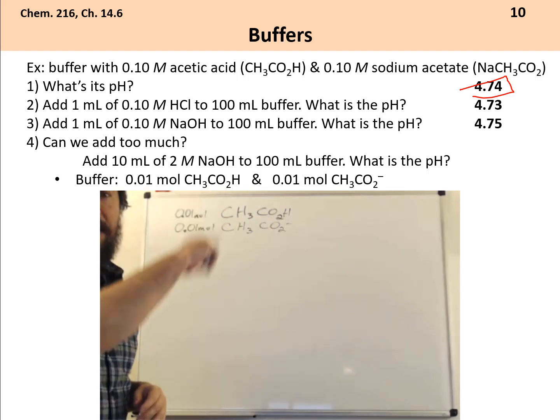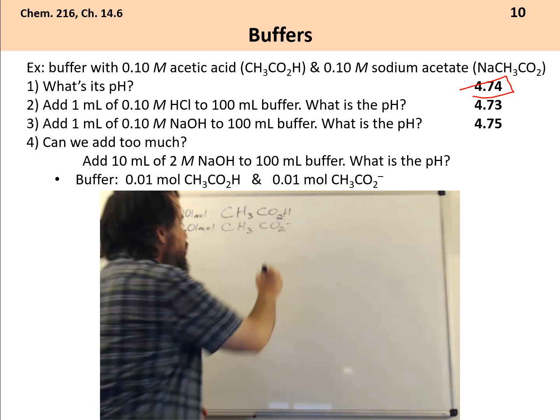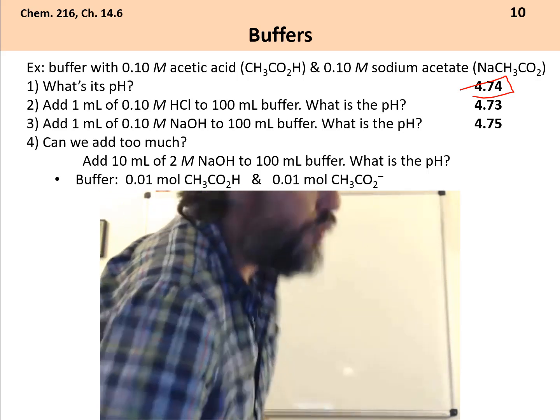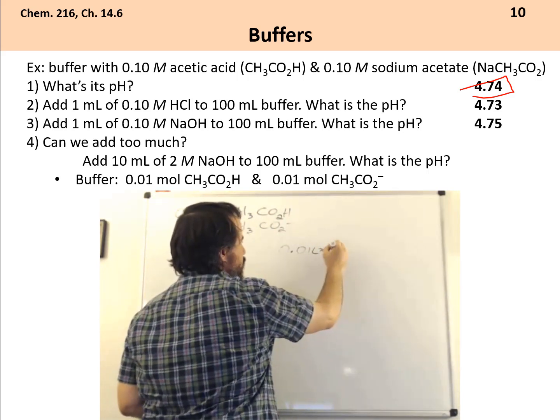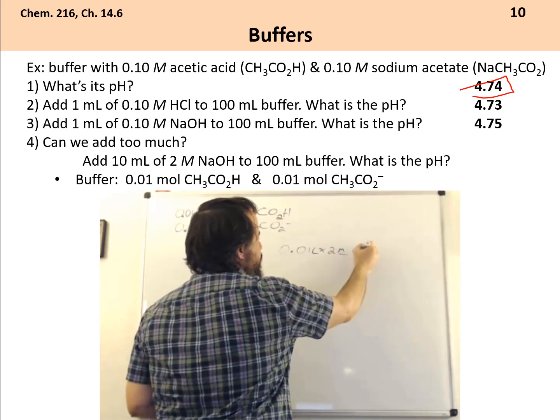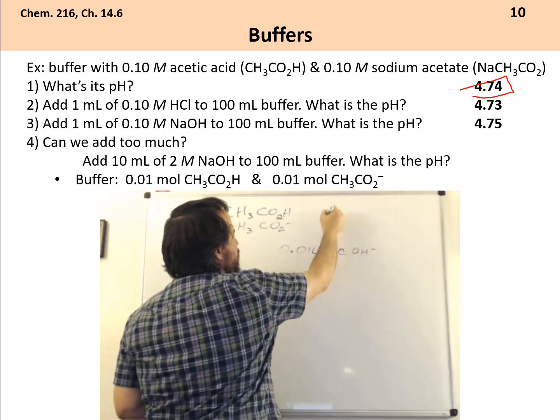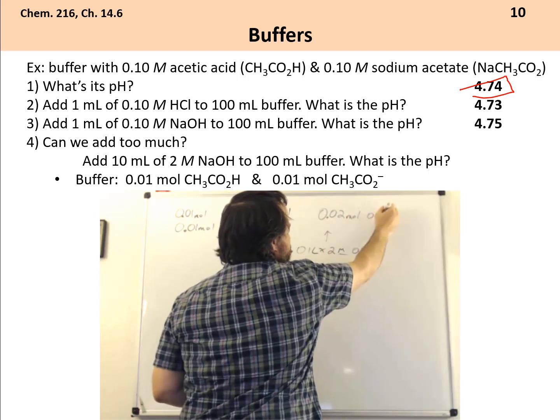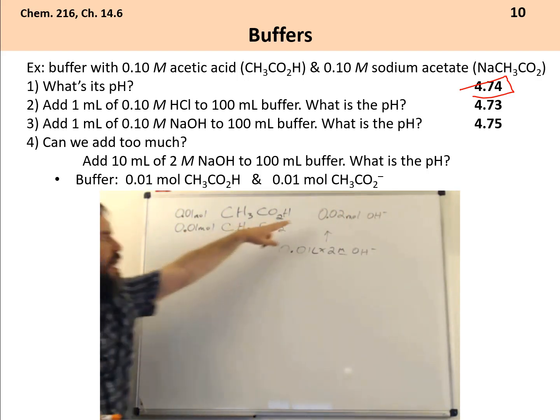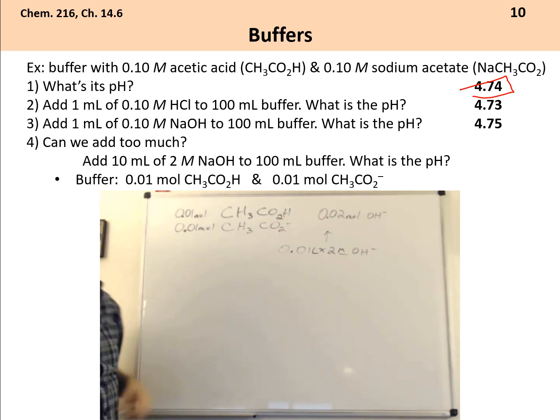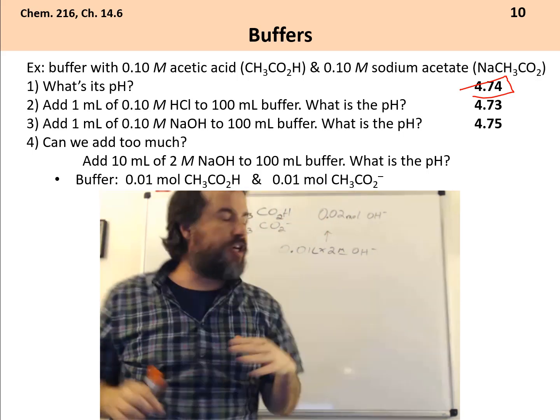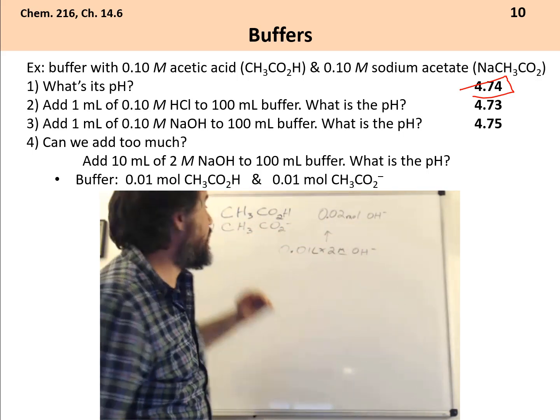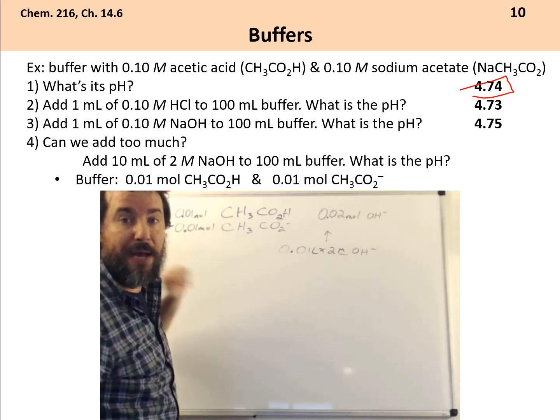Now, I add in 0.01 liters of 2 molar OH minus. So that's going to get me 0.02 mole of my OH minus. So my OH minus is going to react with one of these two. The key thing is I always have to think, this is a base, what's it going to react with? Is it going to react with this acid or the base?